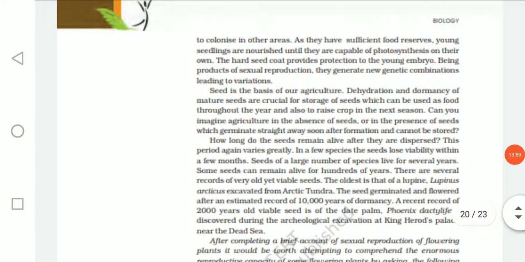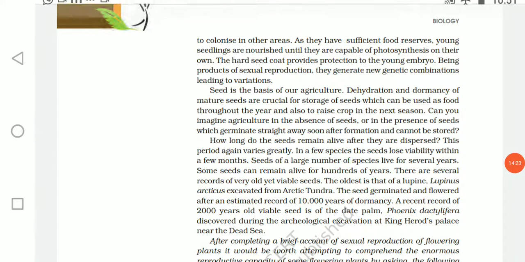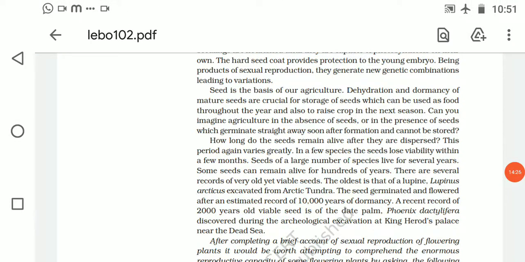Okay, so next is, there is a sufficient amount of food reserve that is there. They can be stored for a very long period of time. Some can be stored even for thousands or 10,000s of years. Okay, so then when it gets the right amount of oxygen, water, moisture, it will germinate again. So there is a hard seed coat which protects the embryo.